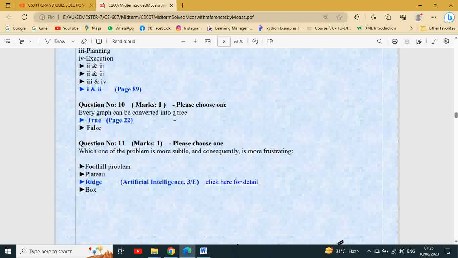Every graph can be converted into a tree. True. Which one of the problems is more subtle or consequently is more frustrating? Ridge problem.